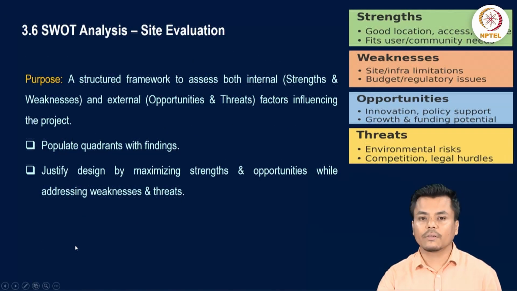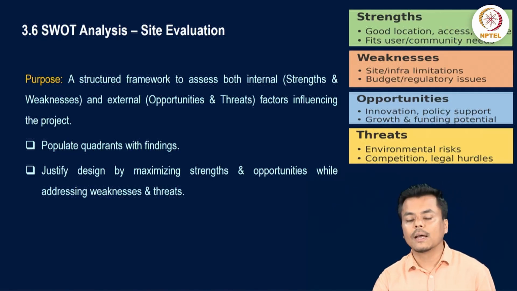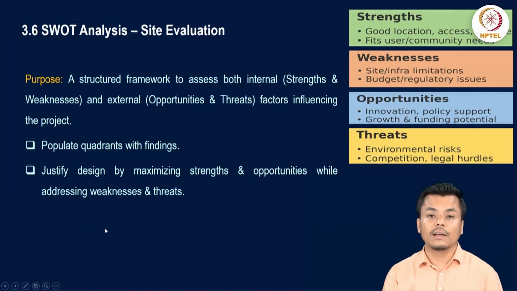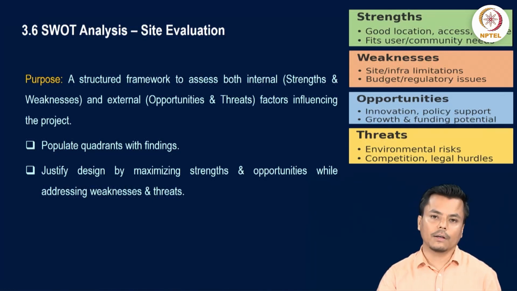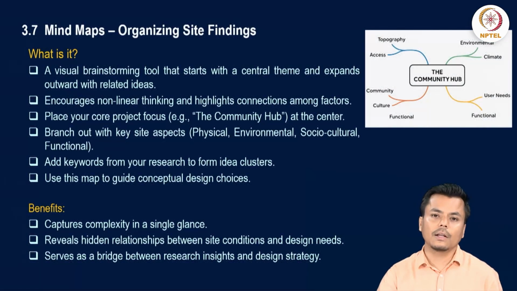SWOT analysis is a very common process where we identify both the internal and external factors. Internal includes strengths and weaknesses, and the external factors include the opportunities and the threats about the project. Most of the time opportunities and threats are related to the surroundings of the project, so that is why they are called external factors. It helps to populate the quadrants with findings and justify the design by maximizing strengths and opportunities while addressing weaknesses and threats of the particular site or the particular project.